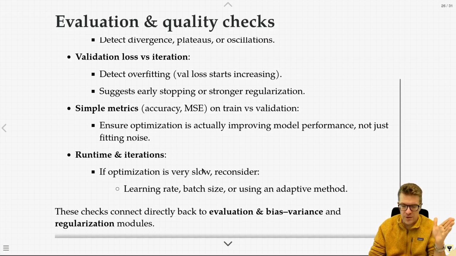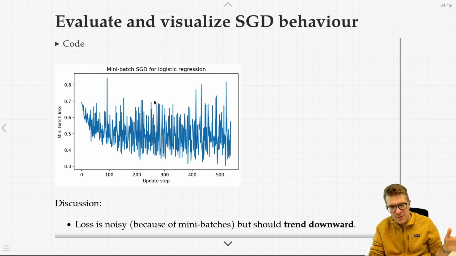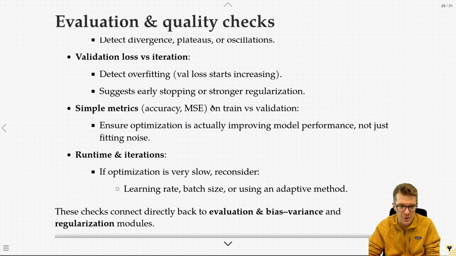If optimization is very slow, so if this curve over here seems not to trend downwards even as quickly as this, but seems to be very flat, even if it's somewhat downward, it's still very flat, this can mean that optimization is taking too long. You need to potentially consider changing learning rate, changing the batching size, or using an adaptive method or one based on momentum to leap towards the solution as quickly as possible.